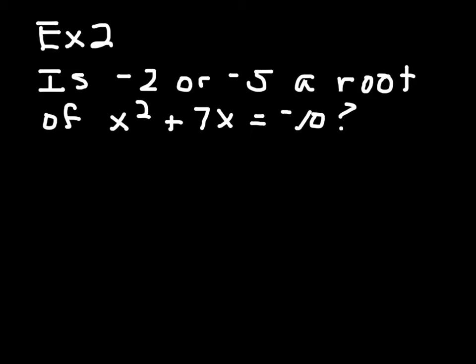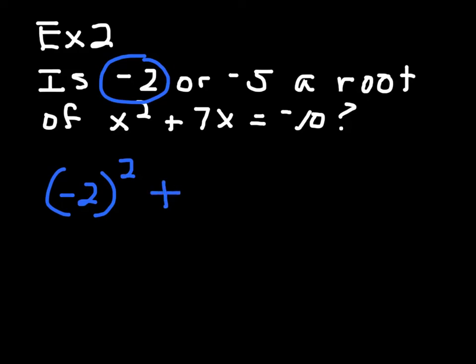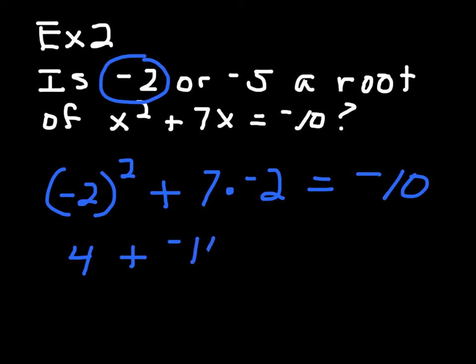Example 2. It says, is a negative 2 or a negative 5 a root of x squared plus 7x equals a negative 10? Well, let's try a negative 2. I'm going to take a negative 2 and square it. Whatever x is, we're going to square. Plus, now I put a negative 2 in for x over here also, so 7 times a negative 2. We're going to see if this left side is equal to a negative 10. A negative 2 times a negative 2 is 4. Plus, now multiply, negative 14.